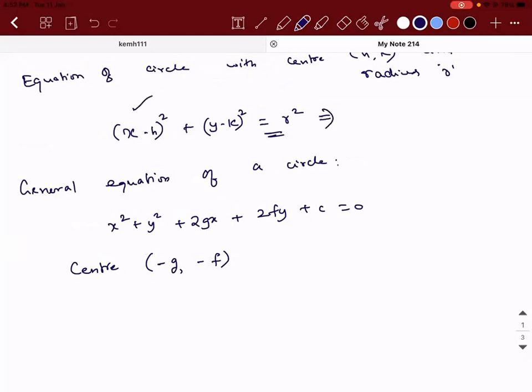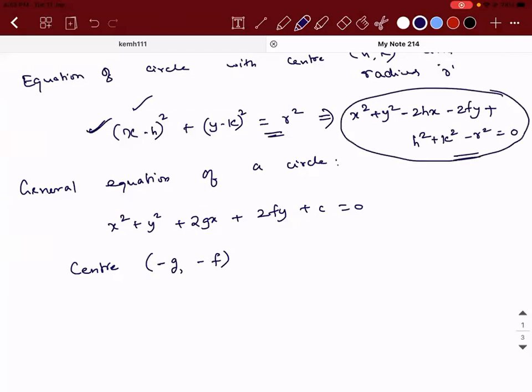So listen. Here we use the completing the square method. You can either use completing the square method or just square this thing. x square plus y square minus 2hx minus 2ky plus h square plus k square minus r square is equal to 0. Correct? So if I square this, this is what I'm going to get. So this is the equation of circle. If I have to simplify and write it in the general form, this is how I write it.